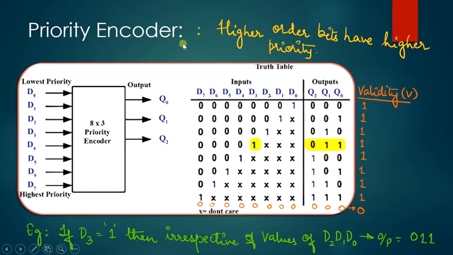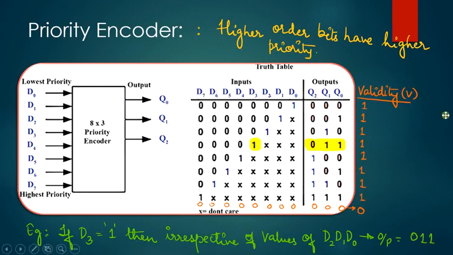For a priority encoder, it need not always be the case that higher order bits have higher priority. In this particular example, I have considered higher order bits to have higher priority. But when we solve numericals, they might specify which bit has higher priority, and accordingly we need to draw the truth table, obtain the simplified expressions and draw the logic diagram. When we solve the numericals, it will be much more clear.